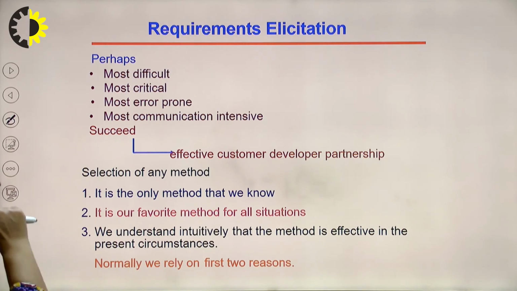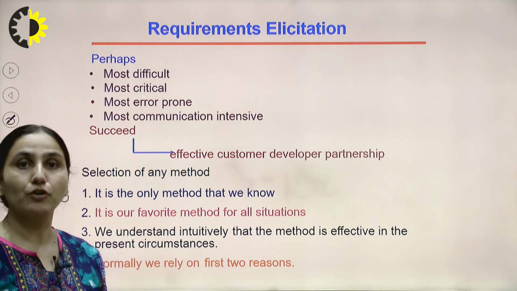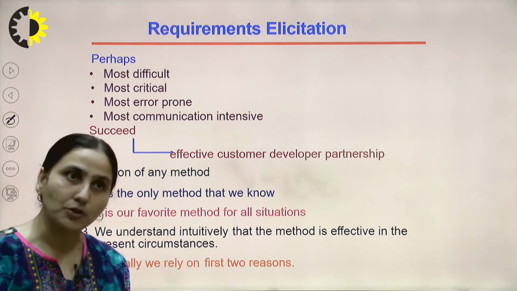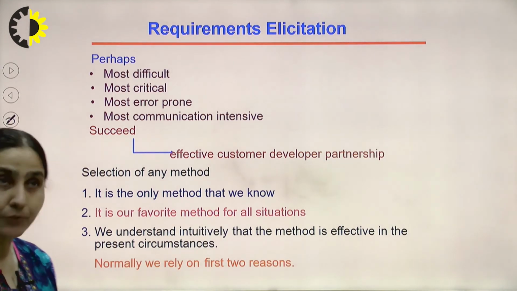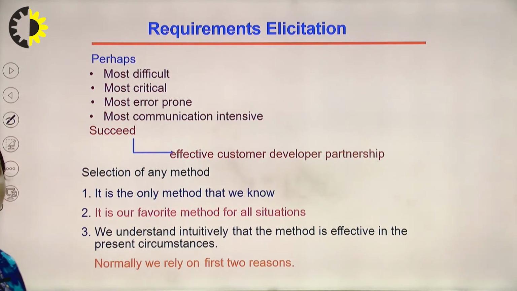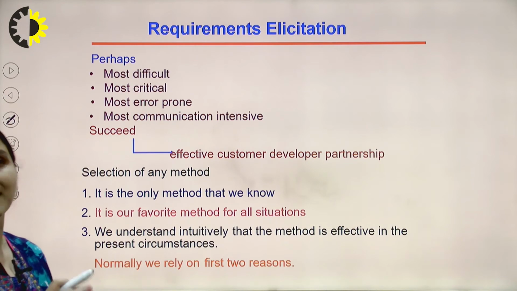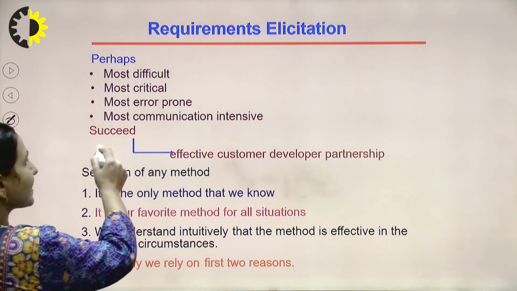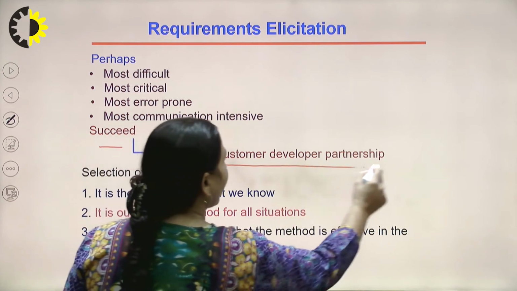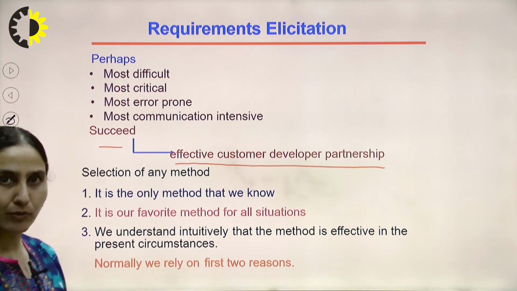Now, first is the requirement elicitation, right? So basically gathering of requirements is what is called the requirement elicitation process. Perhaps it is quite difficult to gather the requirements. Again, it is most critical. It's not as easy as it seems to be. It is error prone when we are fetching the requirements, and most communication intensive. It will only succeed if effective customer partnership is there. So that is quite mandatory.